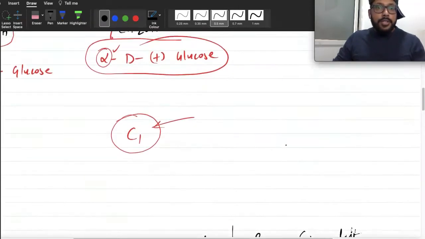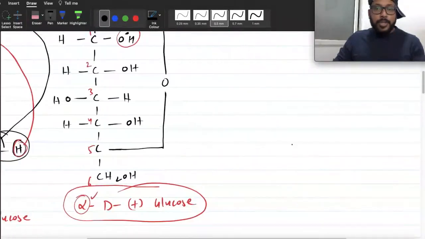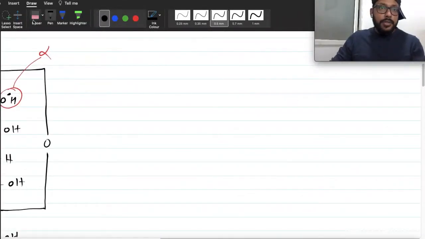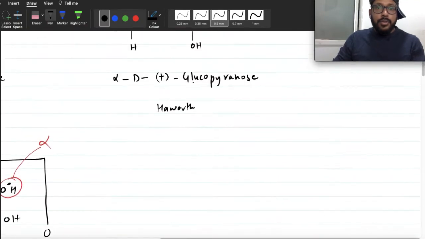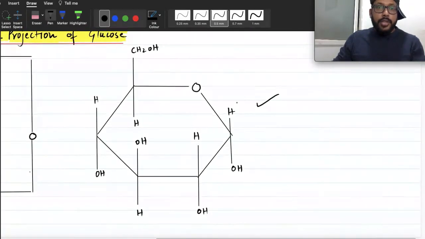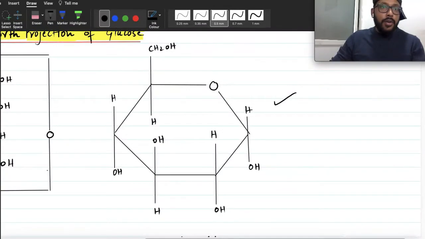Okay, this is the Fischer projection. Now we will discuss the last one. The last one is this molecule, which represents the Haworth projection.